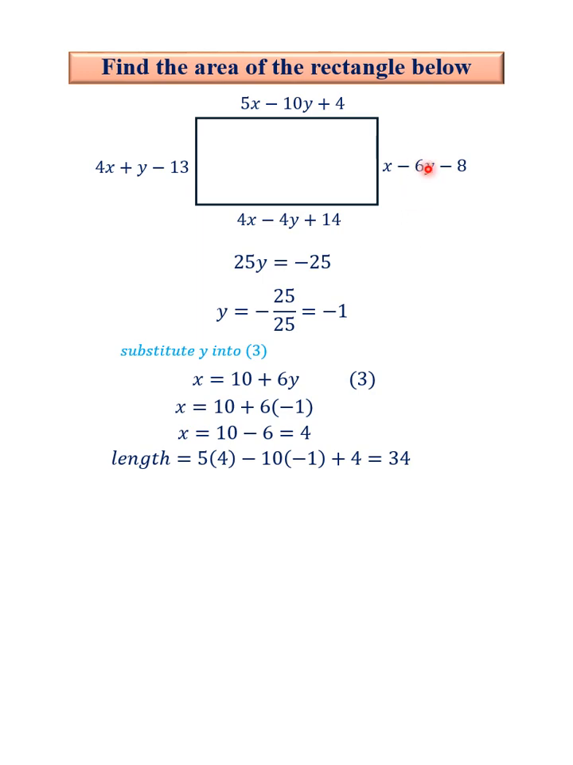For the width, let's pick this expression. So we have that the width will be equal to 4 because x is 4, minus 6 into minus 1 because y is minus 1, minus 8. 4 plus 6 is 10, and 10 minus 8 gives us 2. So the length is 34, the width is 2. The area becomes length times width, and that is 34 times 2 to give us 68. So the answer to the question is 68.